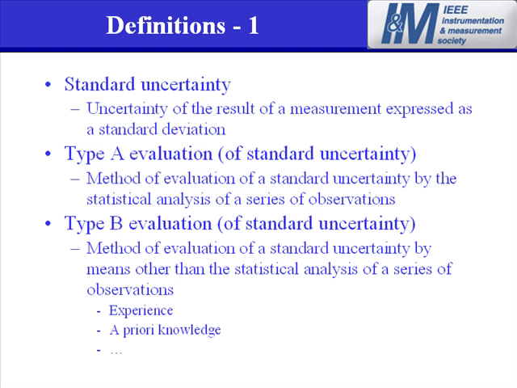So, on the other hand, we refer to a type B evaluation of standard uncertainty when we evaluate the standard uncertainty through any method other than the statistical analysis of a series of observations. Of course, this method has to be applied whenever, for any reason, we can't collect enough data from our observations. And the required standard uncertainty value when type B evaluation is adopted can be obtained from previous experience, a priori knowledge, or any other relevant available information.